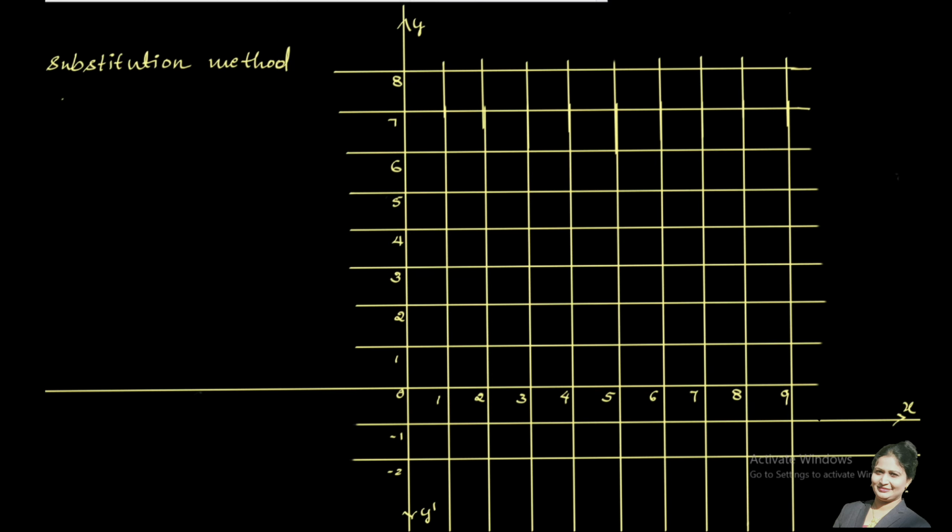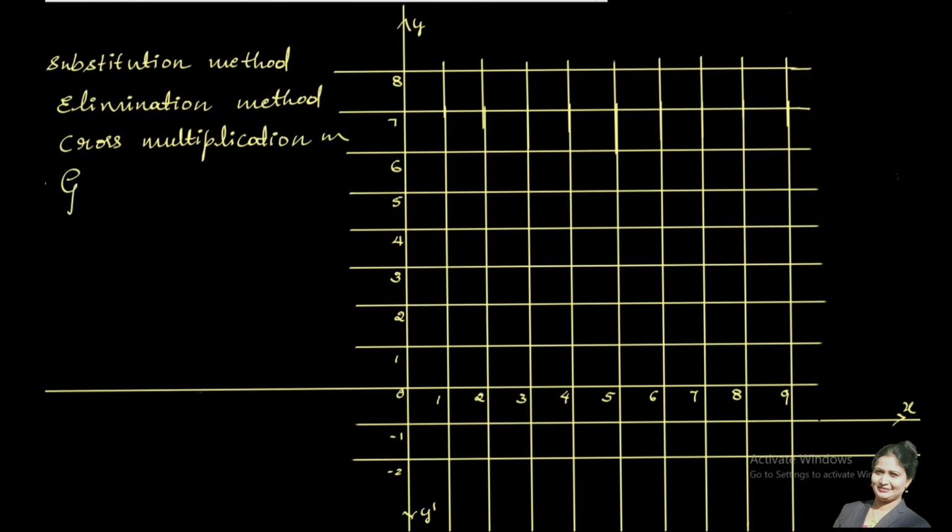Second one is the elimination method. And third one is the cross multiplication method. And fourth one, last but not least, is the graphical method.